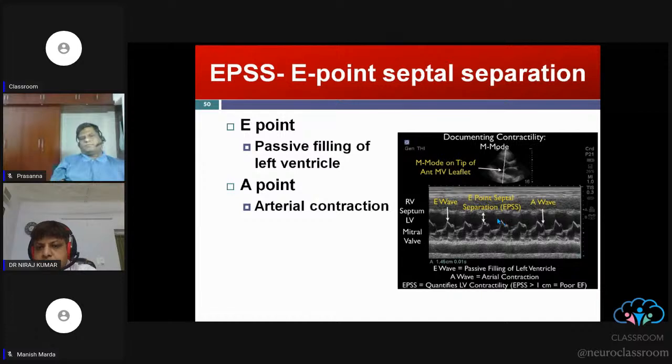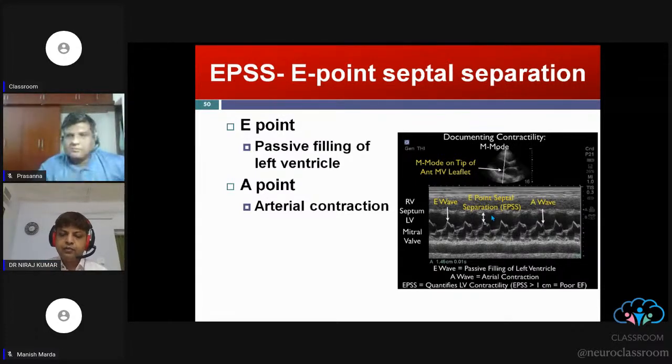So we are interested in the E point, and this is the septum. The distance between the septum and the E point is called E point septal separation. Remember, we have already discussed the movement of the leaflet, the anterior leaflet is very important. Normally, in the normal heart, in the ventricular filling phase, this leaflet touches the ventricular septum.